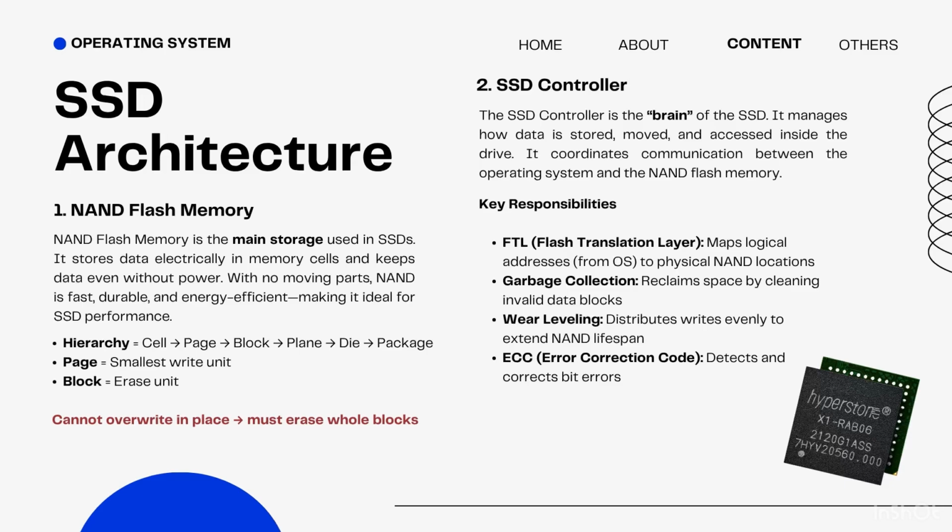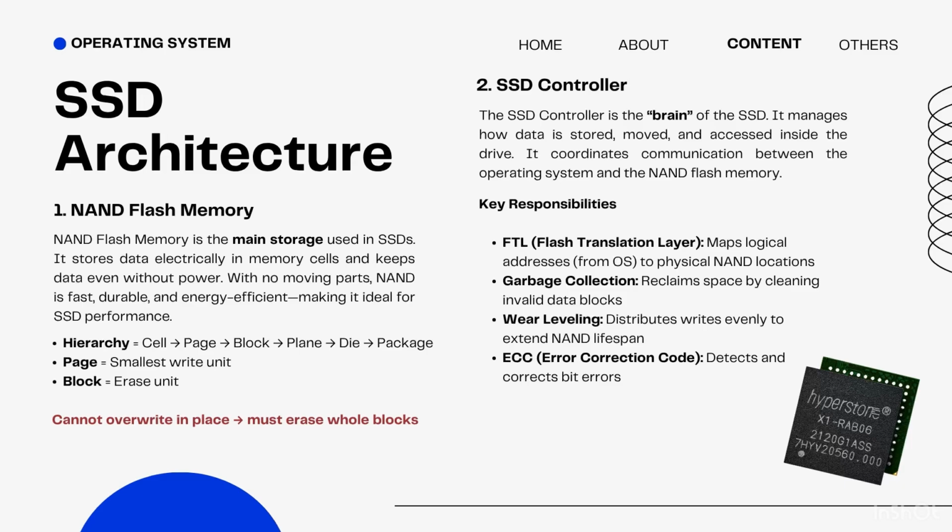Next is SSD architecture. It has four main parts. Let's move to the first one. It's the NAND flash memory, where we store all the data. It is organized into pages and blocks. And because it cannot overwrite data directly, the SSD has to erase a whole block before writing again.